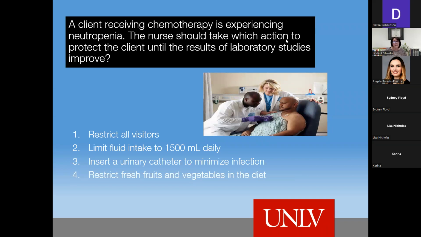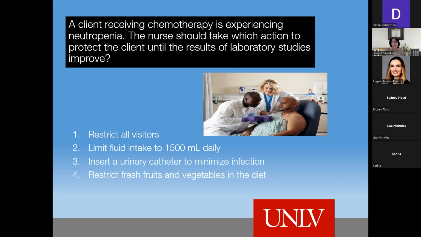Okay, so we don't have anyone who selected 2 and 3, which is great. The answer here is 4, however, and let's just take a quick look at that. Restricting all visitors is not necessary. We would definitely restrict visitors who have colds or are sick, but for a person who has neutropenia, we would allow visitors to go in the room if they're not sick, and they would have to gown and wear masks and gloves, etc. But the word all should steer you away from that option.